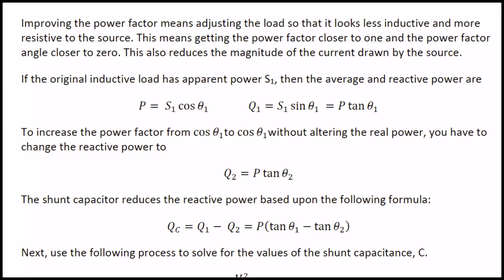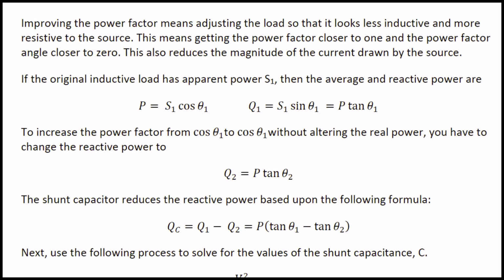So improving the power factor means that you want it to look less inductive to the current at the source. Less inductive and more resistive means essentially you're going to subtract off some of the reactive power so that the average power appears to be the larger of the two values if possible. Getting the power factor as close as possible to 1 reduces the magnitude of the current drawn from the source, which then also reduces the power loss in the line.